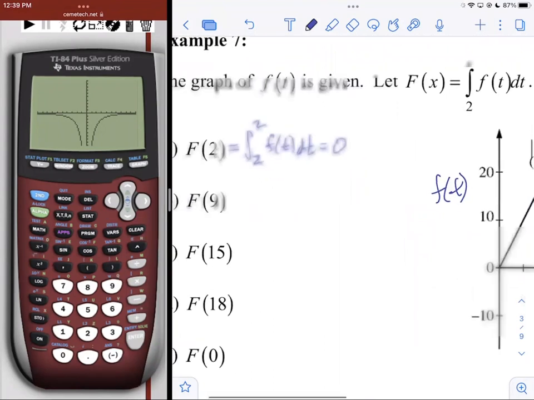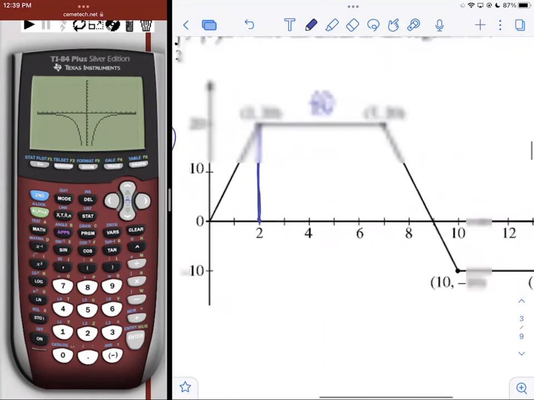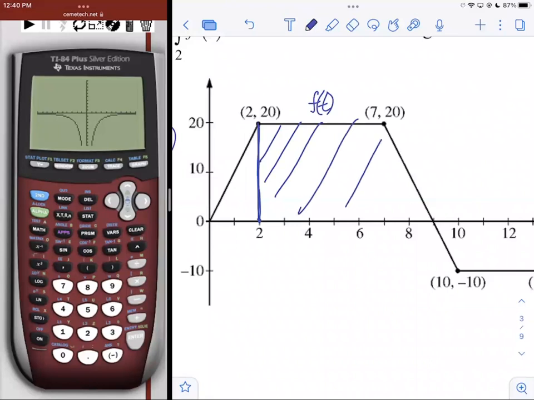F of 9, well, that's going to be the net accumulation from 2 to 9 of f of t dt. Oh, from 2 to 9. So now I'm going from left to right, and I'm going all the way up to here. So, wow, is that going to be a positive accumulation or a negative? Should be positive, right? Because I'm going from left to right, and the entire region is above the x-axis. So, in fact, if I can find the area of that region, that's also going to be the integral value, isn't it?